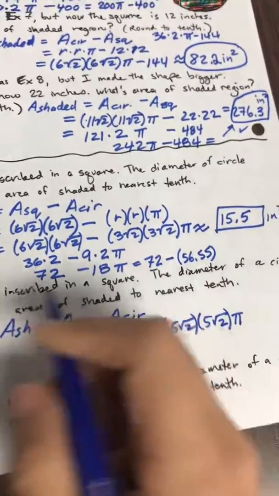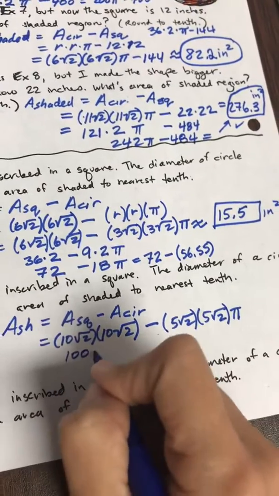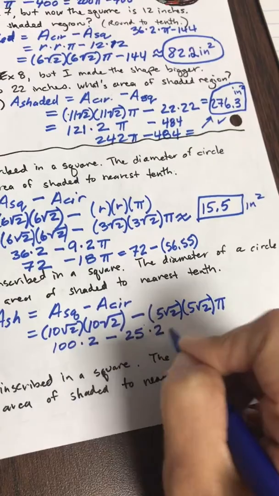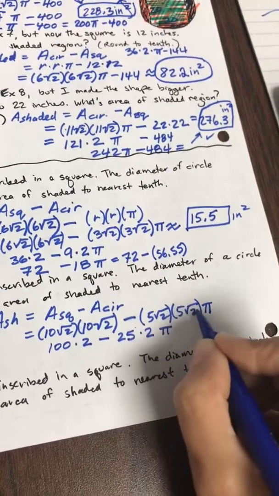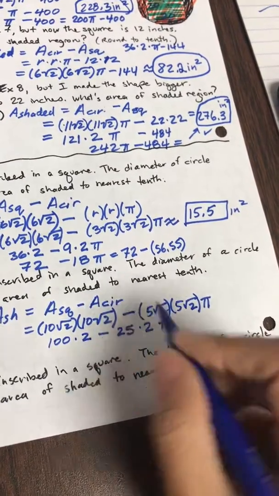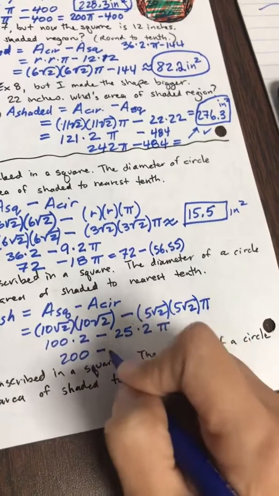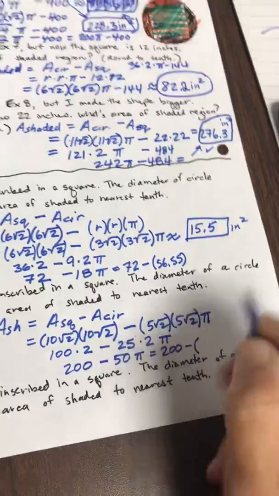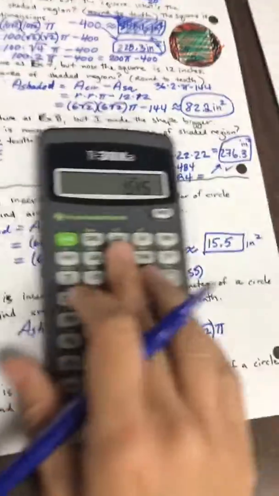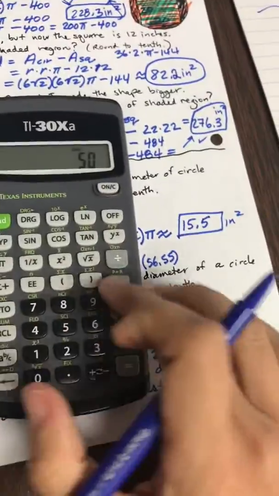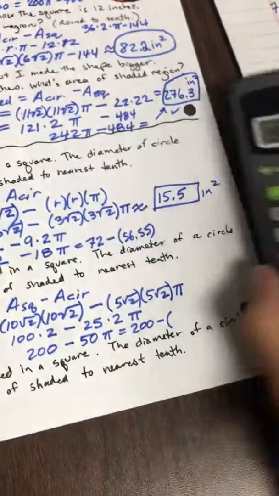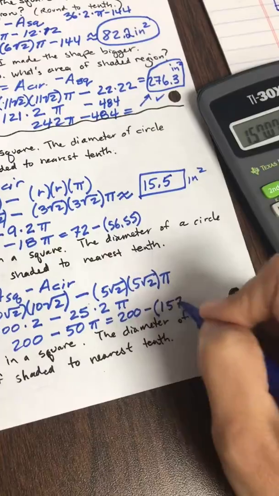Okay, now let's clean this up a little bit. 10 times 10, 5 times 5. And again, those should be the square root of 4, and the square root of 4 is 2. So I have 200 take away 50 pi. So I need to know, what is 50 pi? Let's look at that. 50 times pi is 157.08.